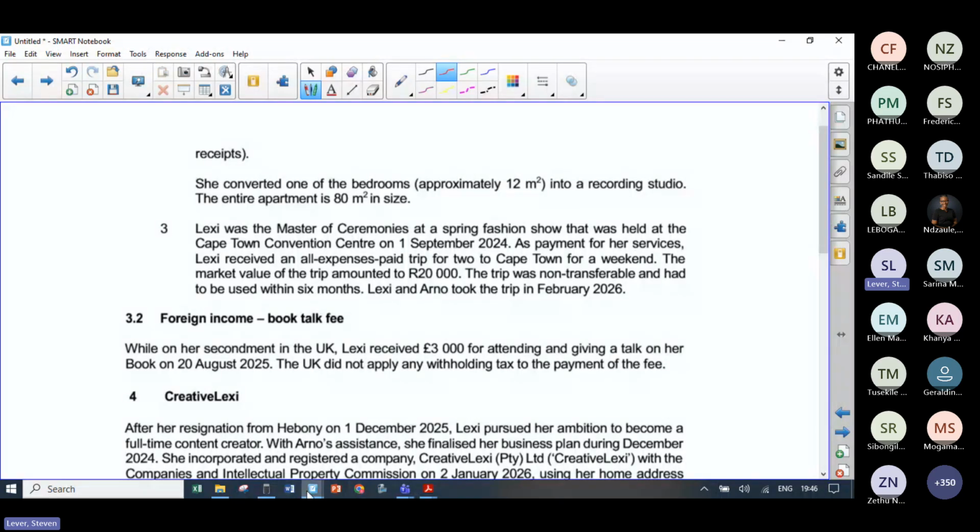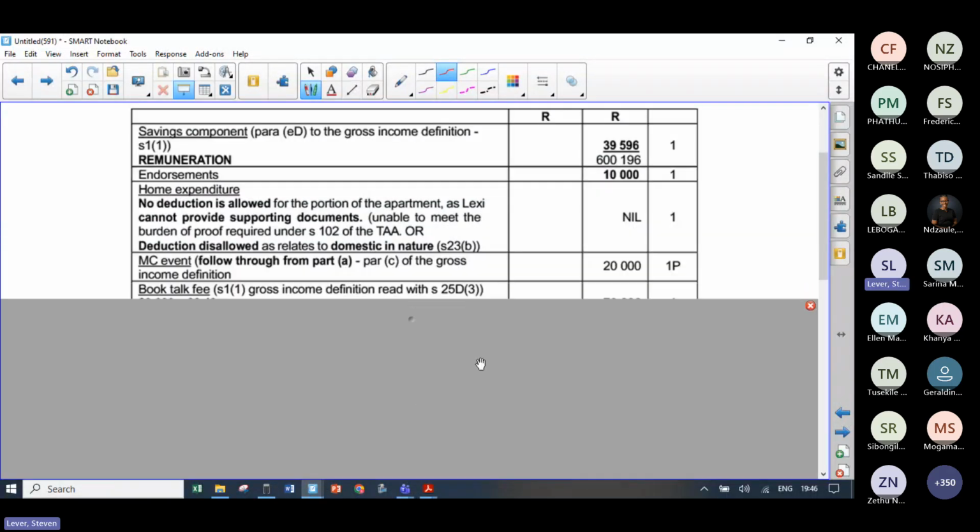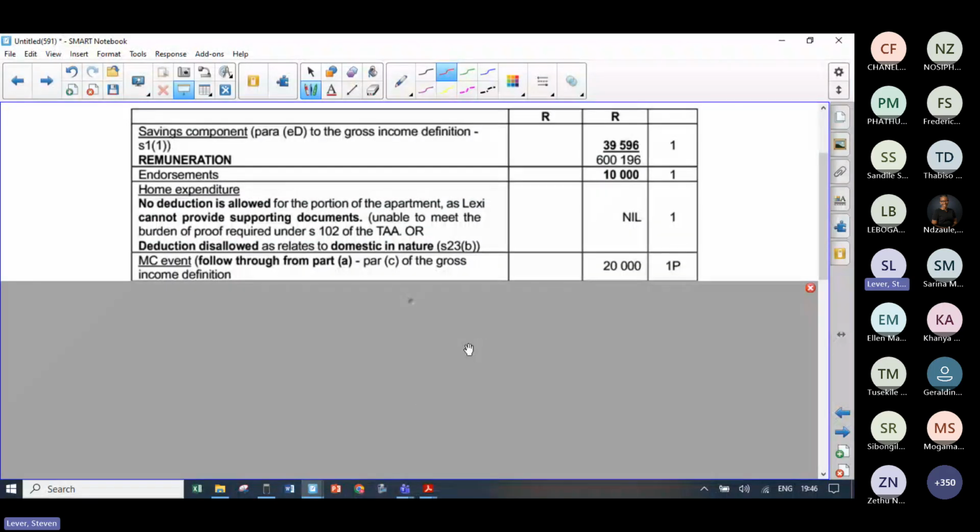What are you going to do? You're going to put the 20,000 Rand into your gross income. Why? Because it's for services rendered. She was Master of Ceremonies. Paragraph C of the gross income definition. It's going to be included into your gross income. Next one.